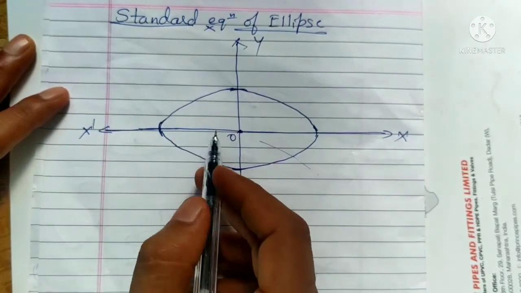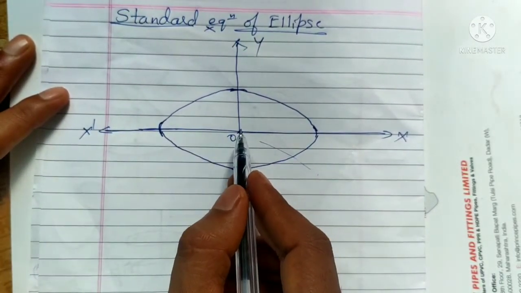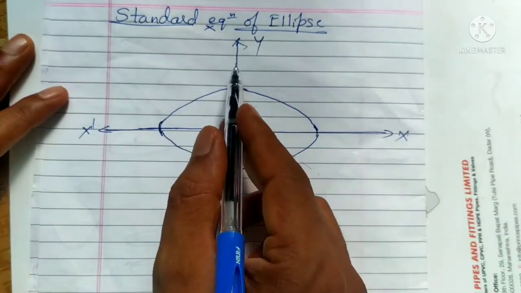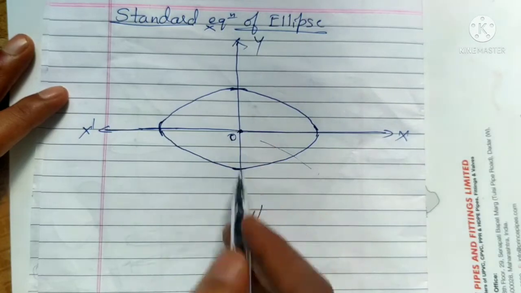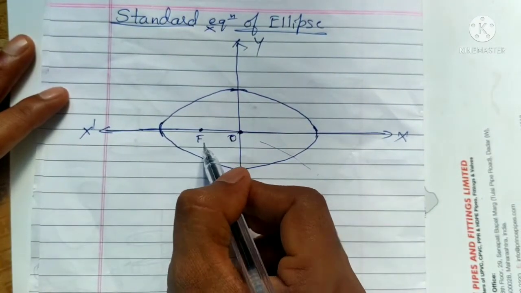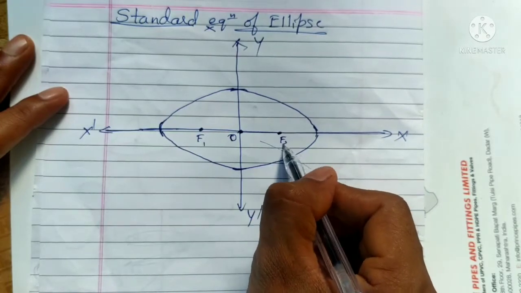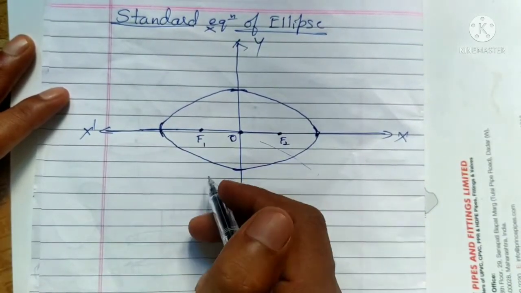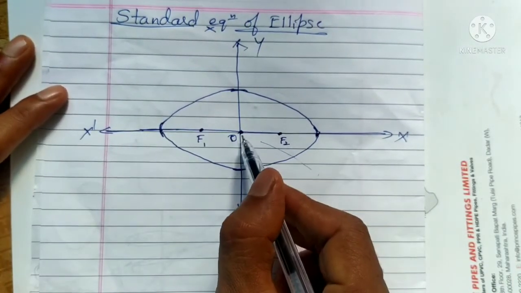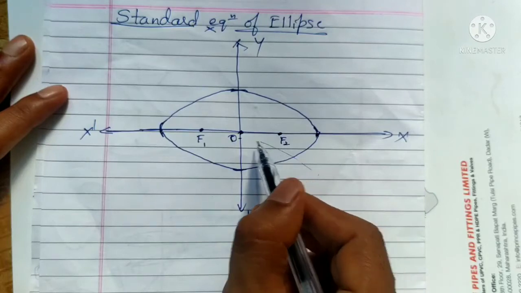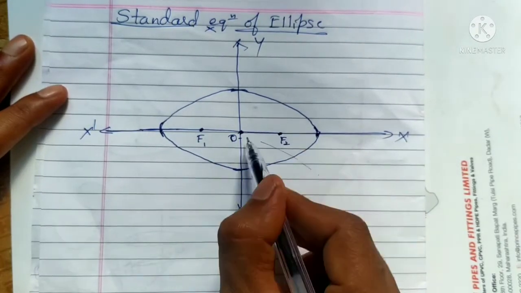Now we will consider an ellipse with center on the origin, major axis along the x-axis and minor axis along the y-axis. If I consider two foci F1 and F2, and these are the two vertices. We know that the distance between the center and one of the foci is always equal to c. Total distance is 2c, so therefore this distance is equal to c.